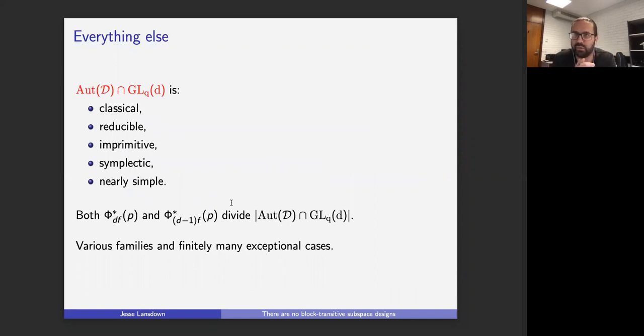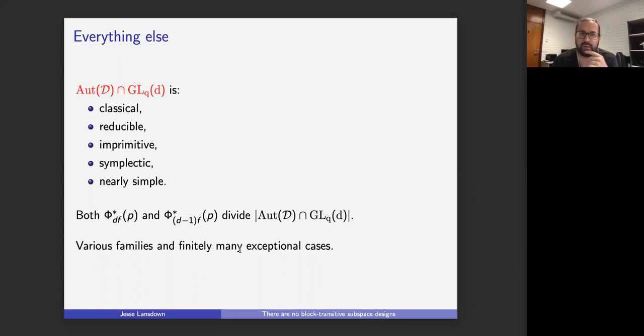And I'm just going to fly through these because it's all kind of the same thing, just applying the divisibility conditions. But in the case where we have classical, reducible, imprimitive, symplectic, or nearly simple automorphism groups inside of GL, then we require these prime divisors to divide that group. And we get a whole bunch of families and lots of finite cases which are listed in tables, and we go through and we consider the divisibility conditions of them and see whether that can happen.